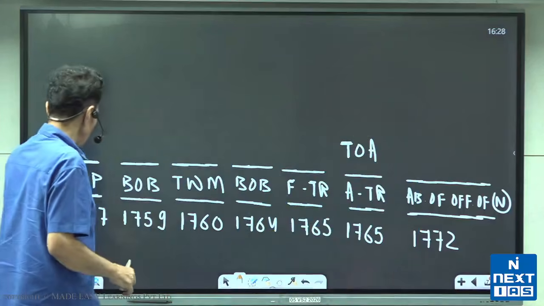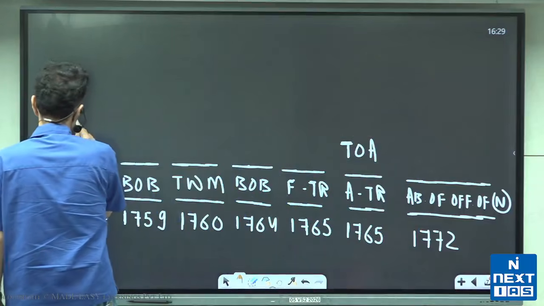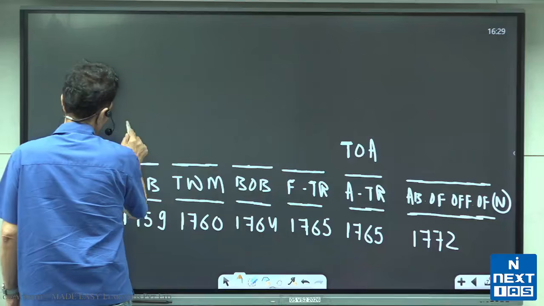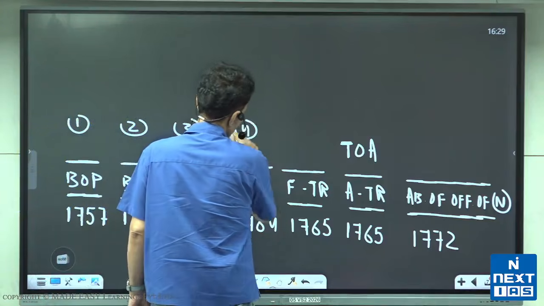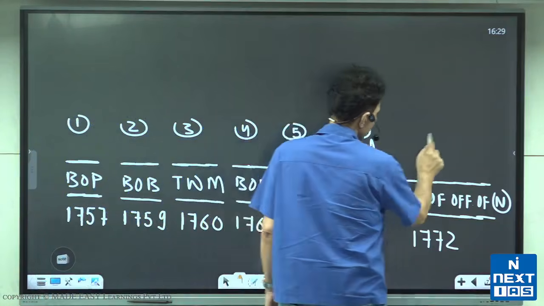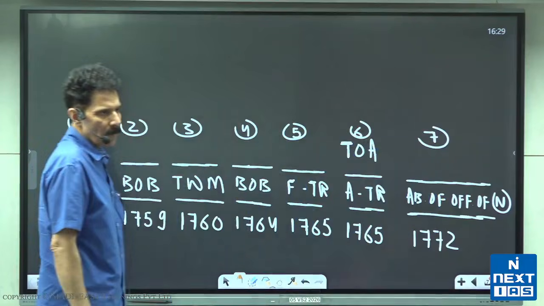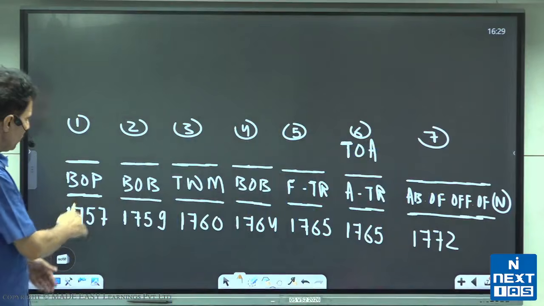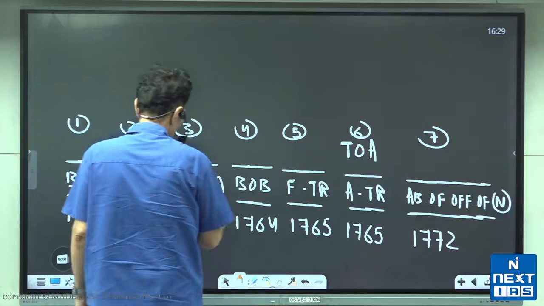How many facts are there? 1, 2, 3, 4, 5, 6, 7. All we have converted into a timeline. That was the British conquest of Bengal.